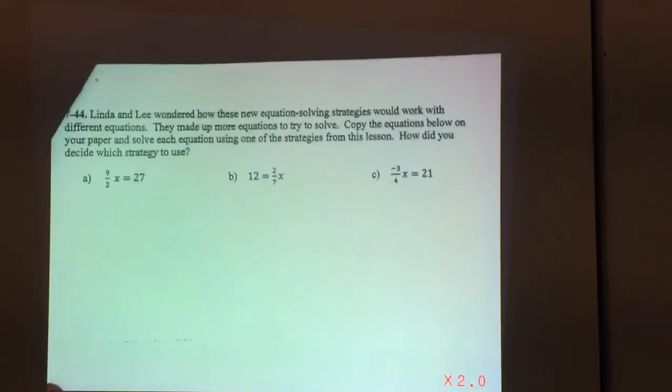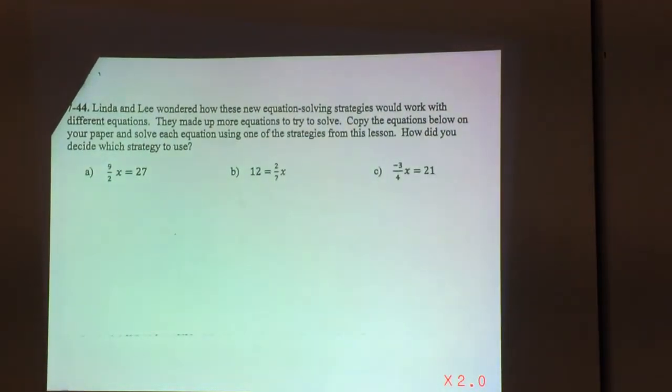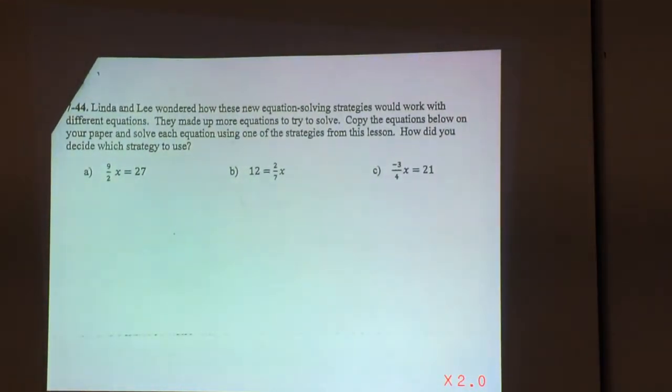Linda and Lee wondered how these new equation solving strategies would work with different equations. They made up more equations to try to solve. Copy the equations below on your paper. Oh, you don't have to, they're right there. And solve each equation by using one of the strategies from this lesson. Okay. How did you decide which strategy to use?